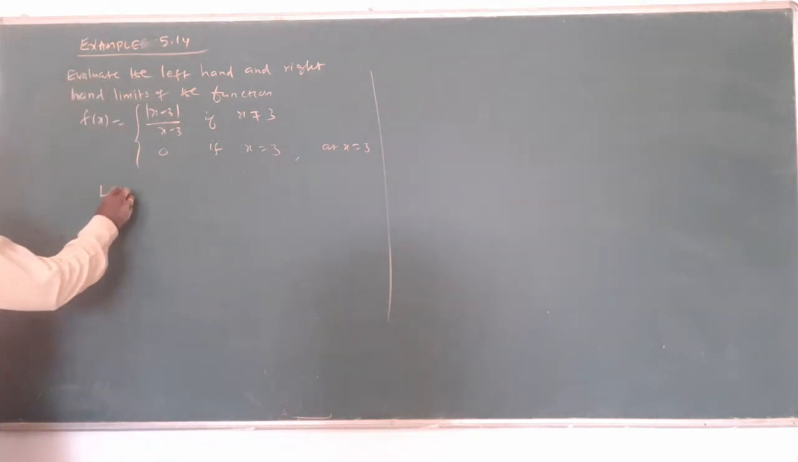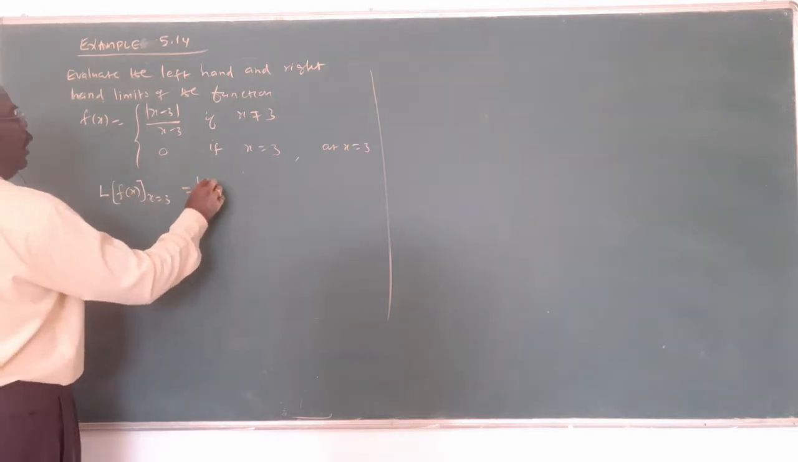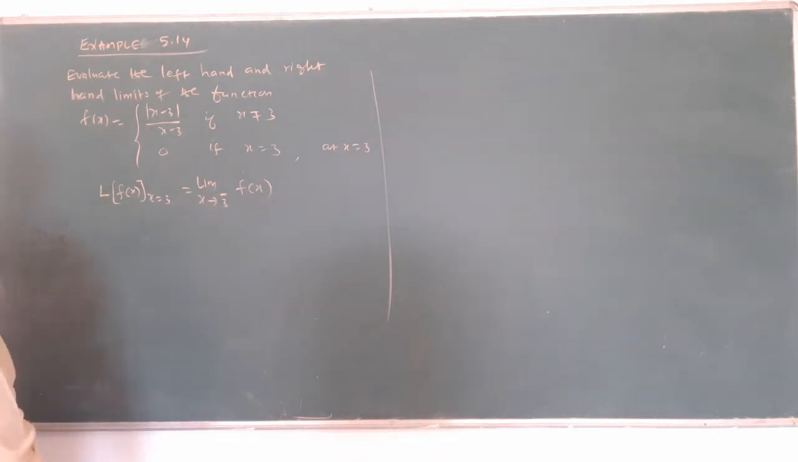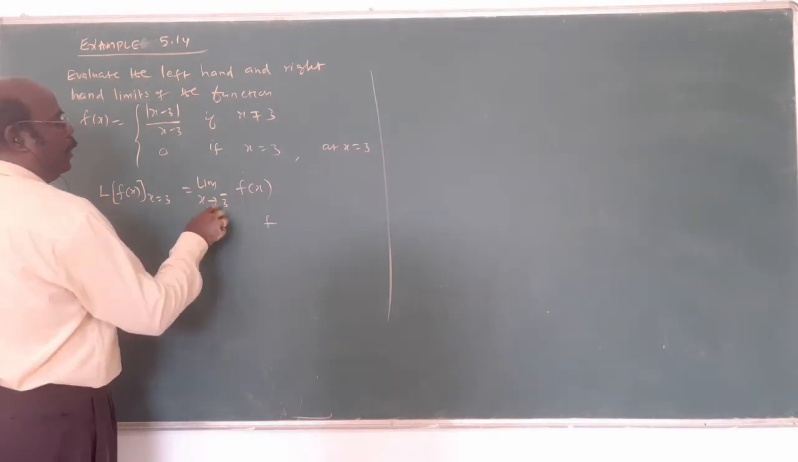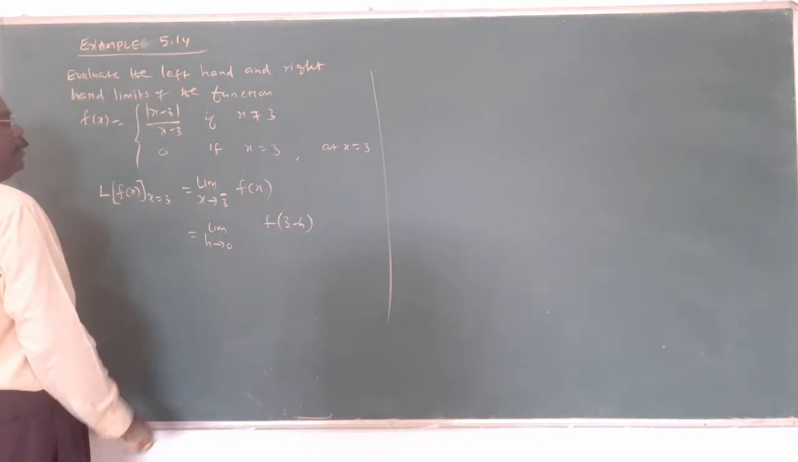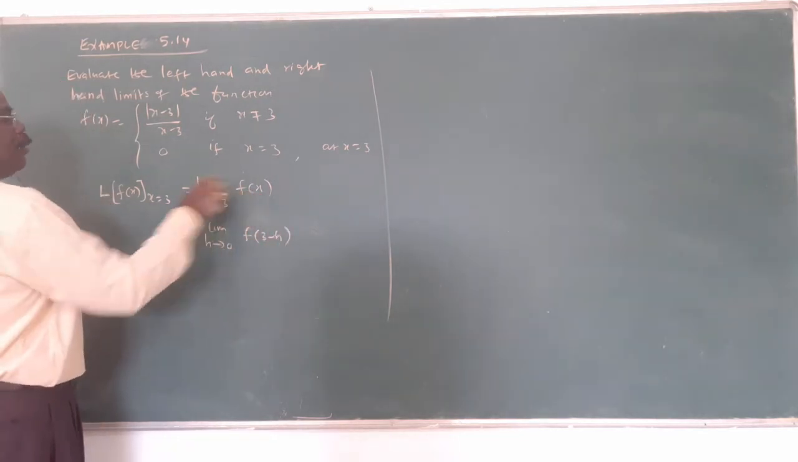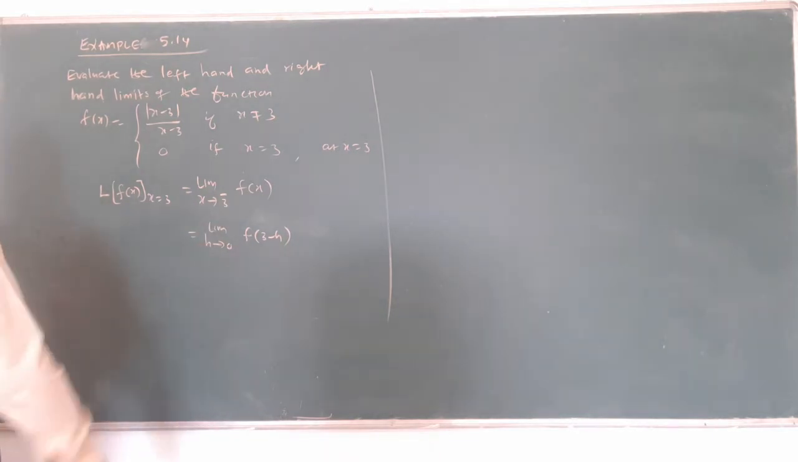What is the answer? Left hand limit of f of x at x equal to 3. What is the formula? Limit x tends to 3 minus of f of x. Now what did I tell you? Replace x by 3 minus h. So it becomes limit of f of 3 minus h, where h tends to 0. Replace x by 3 minus h; x tends to 3 means h tends to 0. Always h tends to 0 will come.